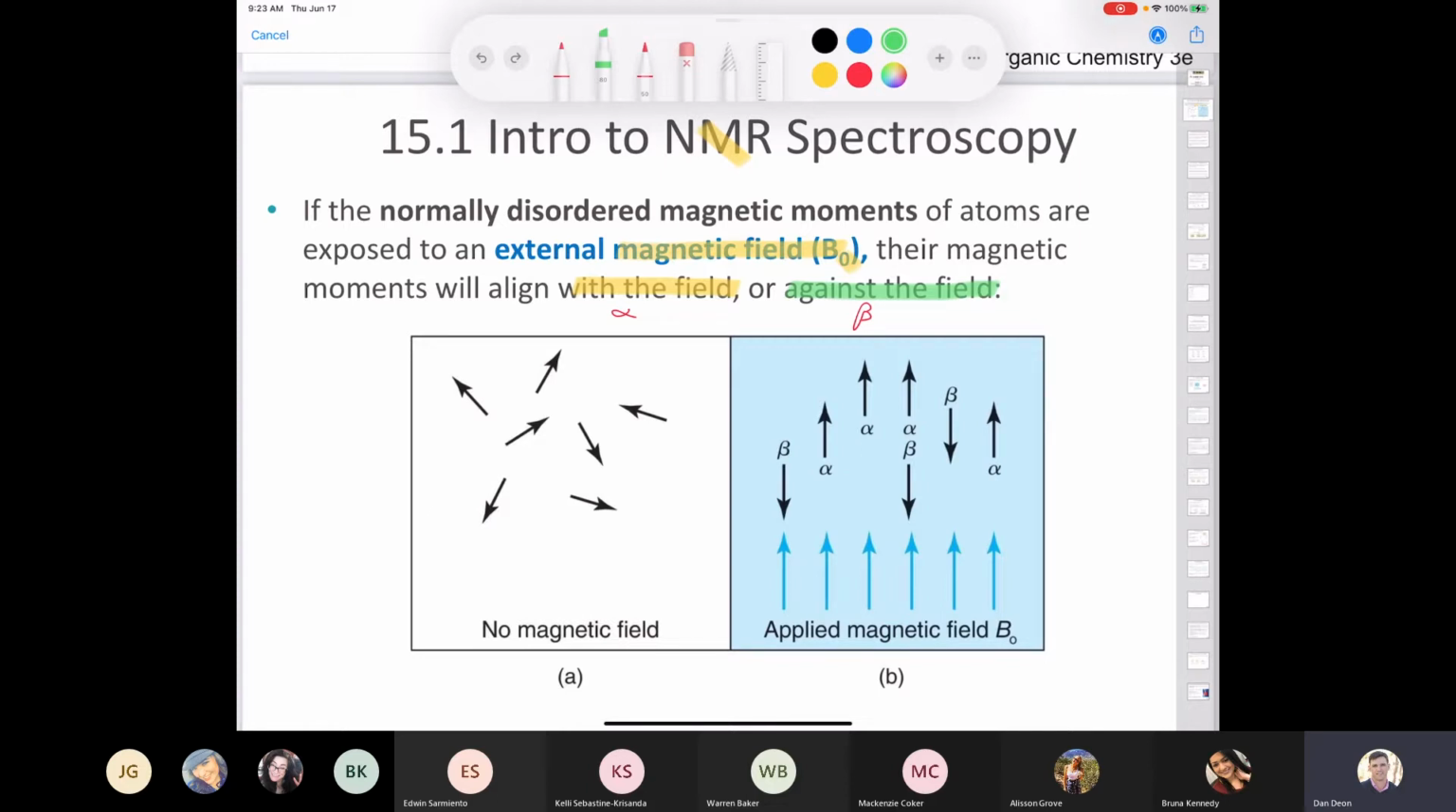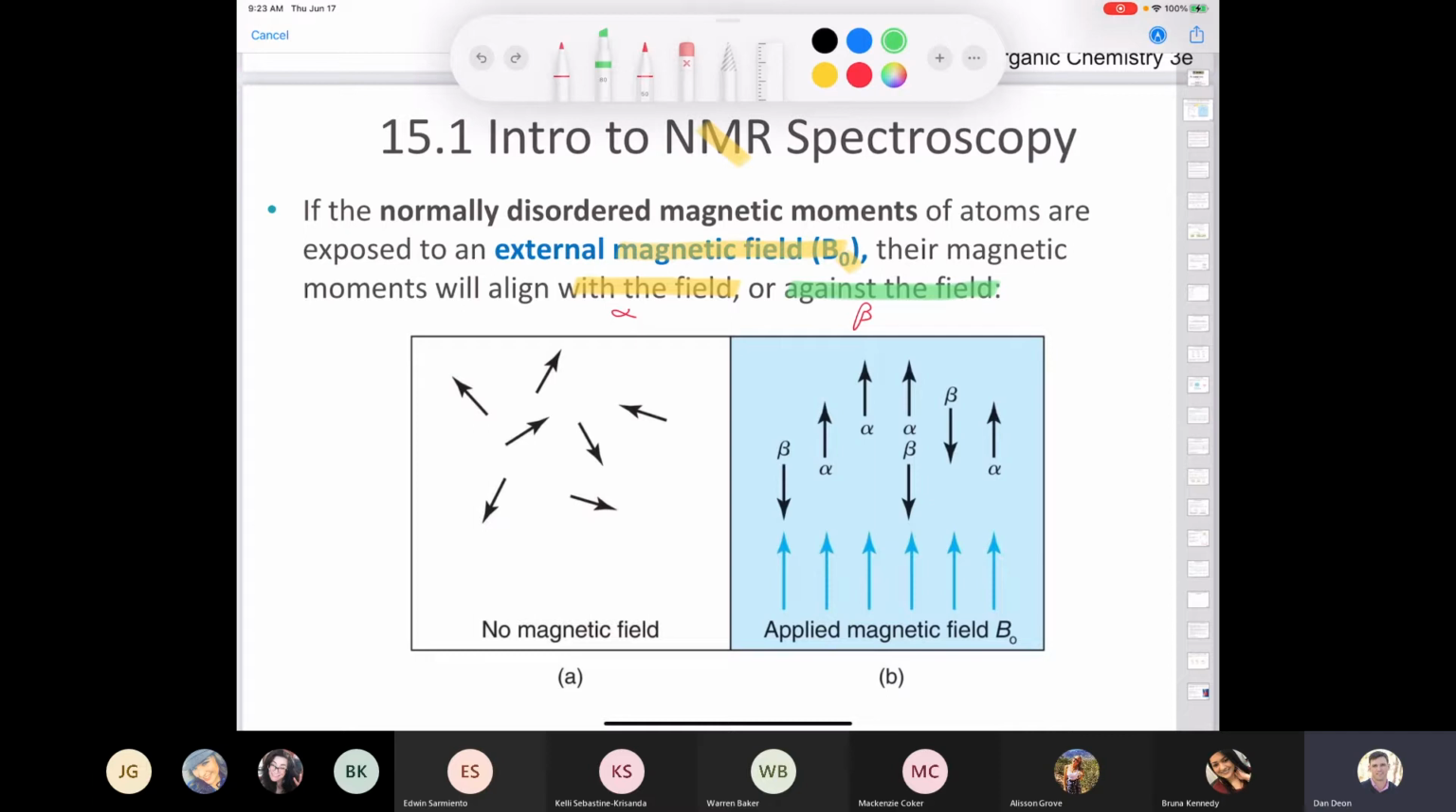You take an external magnetic field, you subject the organic compound to that external magnetic field, and the magnetic moments align with or against the magnetic field. If they align with the magnetic field, it's called an alpha spin state. If they align against it, it's called a beta spin state. So that's where we are right here.